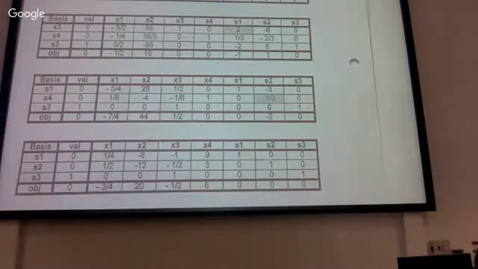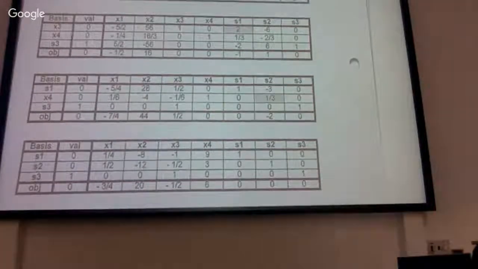Okay, this is not the optimal solution because if you take, what was the problem again? Yeah, for example, if you put x3 to be 1 and everything else to be 0, then you get a solution where the objective is 1/2, whereas in all these solutions, the objective was always 0. So it's never improved. The simplex method has never found an improvement.